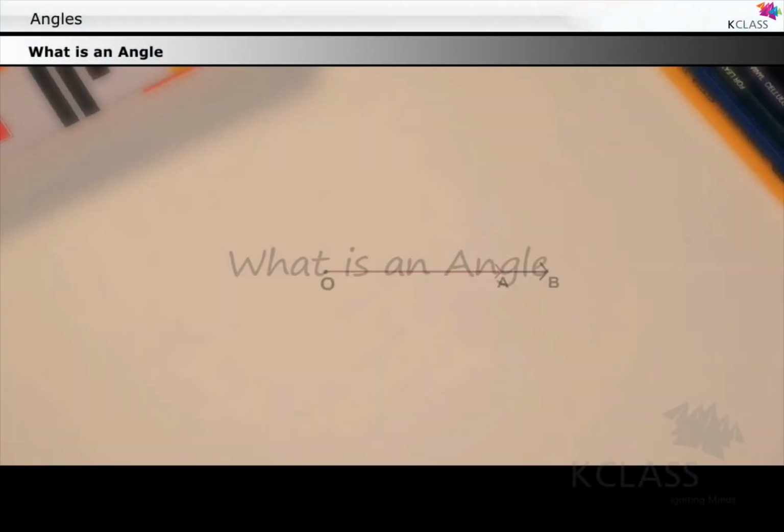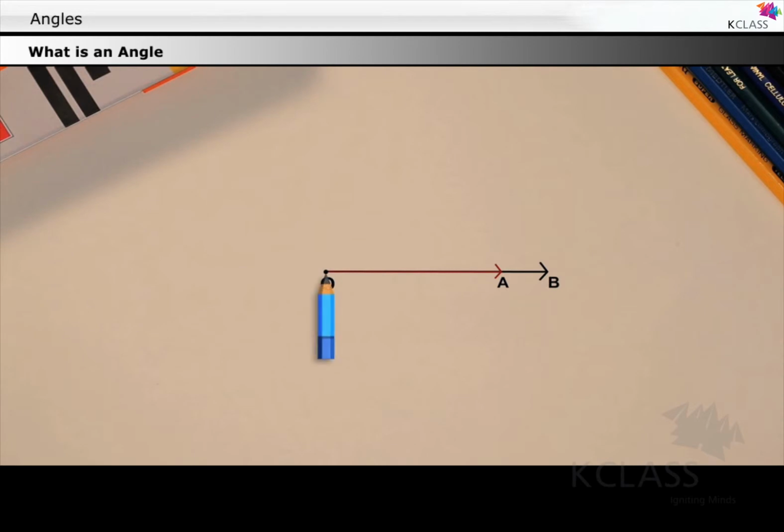Angle. Look at this figure. How many rays can you see? OA and OB, right? So these are two rays coinciding on each other. They have a common point of origin, O. Now watch. Now do you see this distance between OA and OB? An angle is formed here at the origin of the two rays.